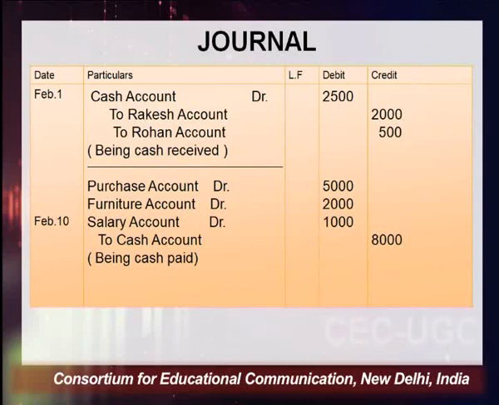The amount should be the same, this should be equivalent to the credit side. So you have shown 8000, 5000 plus 2000 plus 1000, on the debit side. The same amount should be shown on the credit side, because in accounting debit equals credit. So these were the combined entries, compound entries.